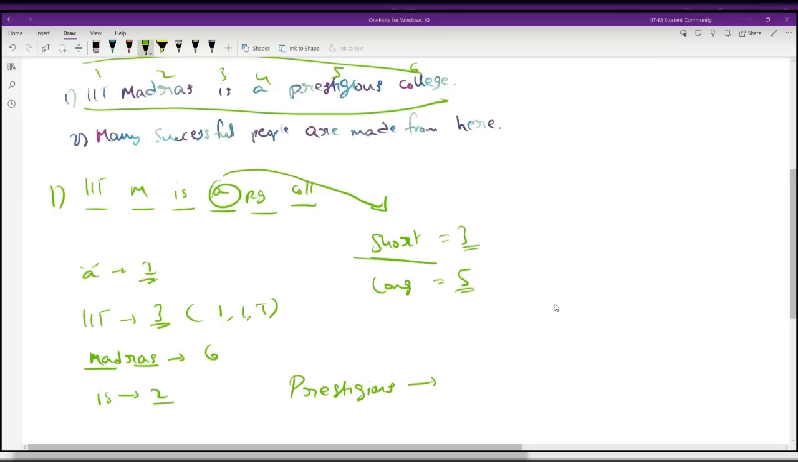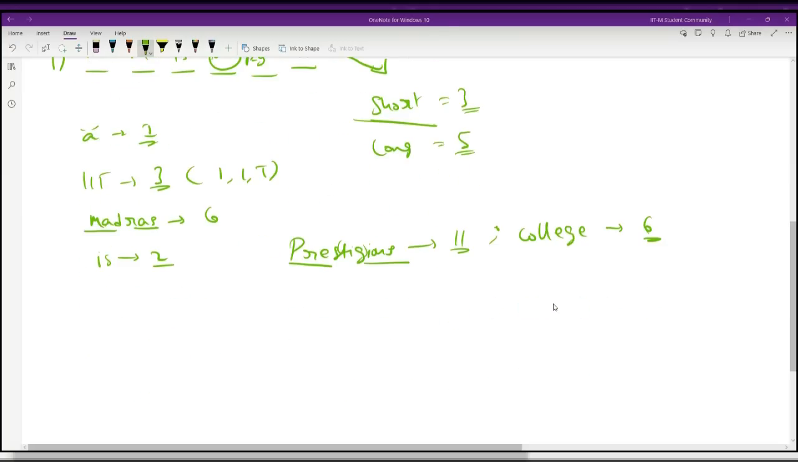Prestigious. How many letters does this contain? 4, 4, and 3. So in total we have 11, right? And then we have the last word, college. This has 6 letters. And now coming to the part of classification.